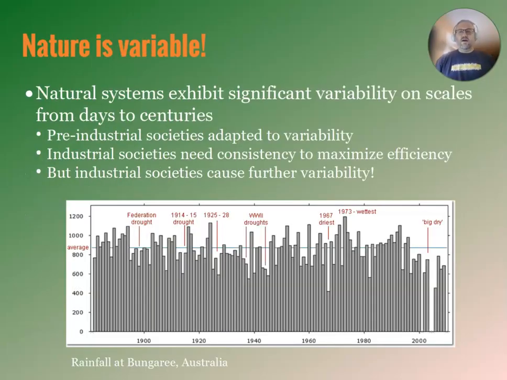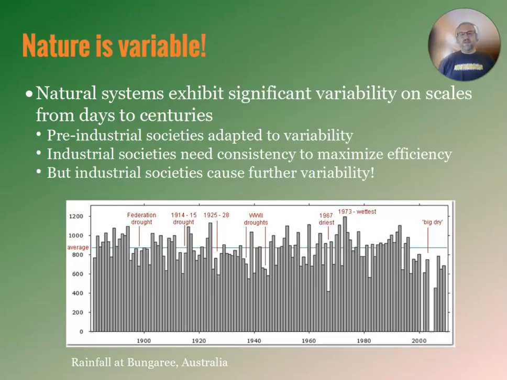So to start off, I want to make the point that nature is variable. So natural systems, even when they're in balance over kind of the long time scale, they're going to exhibit significant variability on scales ranging from day to century and everything in between. So things are not going to stay exactly the same within a natural system.